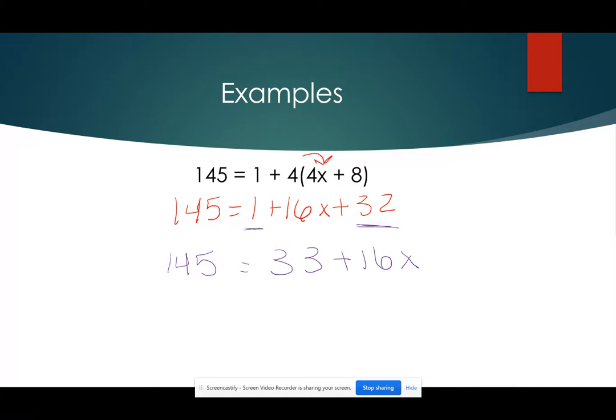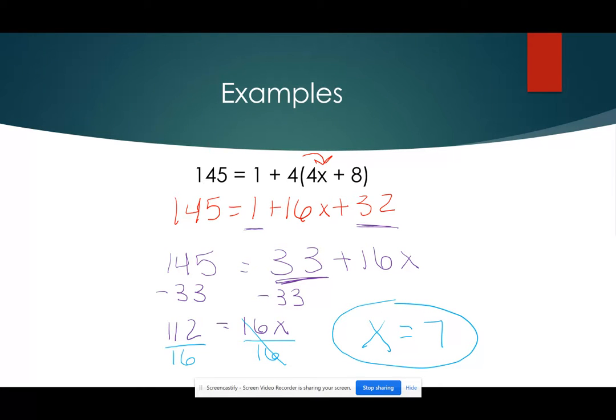So now we only have one x term on this side, so we want to move this 33 to the other side. Since it is positive, we're going to undo that by subtracting it. So we're going to do minus 33, which gives us 112 equals 16x. So now our last step is to undo this multiplication of the 16 and the x to get the x alone. So we're going to divide both sides by 16. Also, whatever you do to one side, you have to do to the other side. So these 16s cancel out and we get x equals 7.